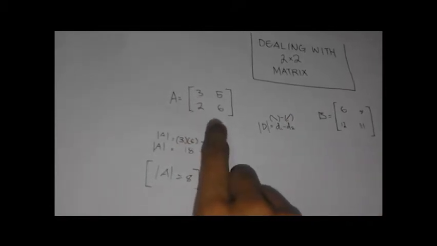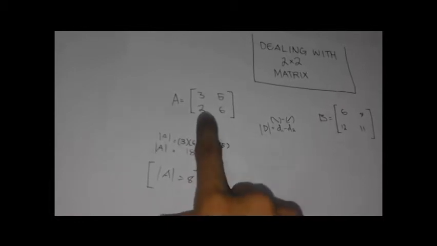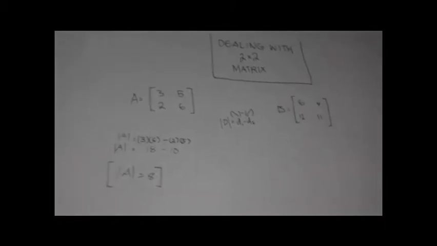So our diagonal 1 is 3 and 6, right? So 3 times 6 is going to be 18, and 2 times 5 is going to be 10. So 18 minus 10 is going to be 8. So that's going to be our determinant.